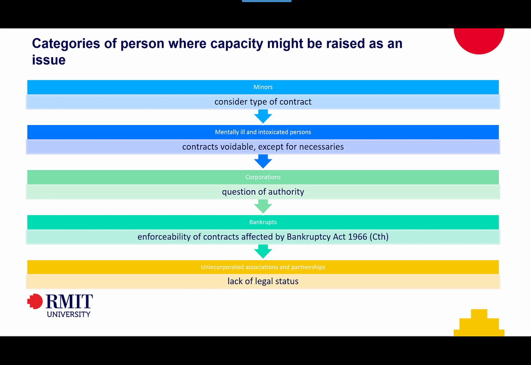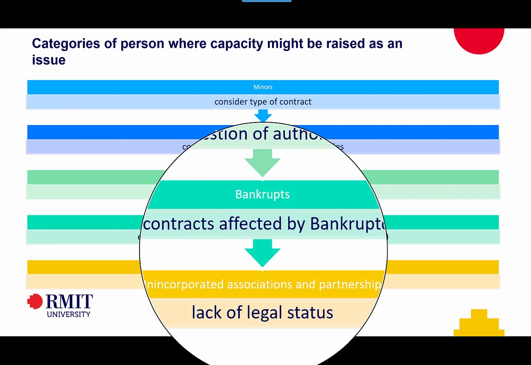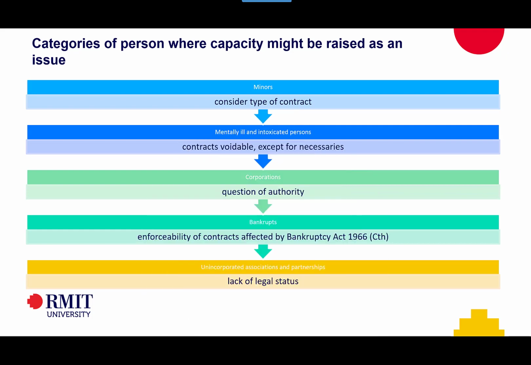The last two that I've got down the bottom here, bankrupts and unincorporated associations and partnerships, again, are not part of what you'll be examined on. You don't have to worry about them too much. The short answer is that if you are a bankrupt, you can still contract. But there will be limitations on what you can do without breaking the law, but you can still be a party to a contract. By the way, me using the second person doesn't mean that I think any of you are likely to become bankrupts, but I don't want to judge either.